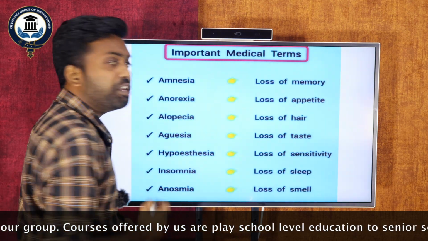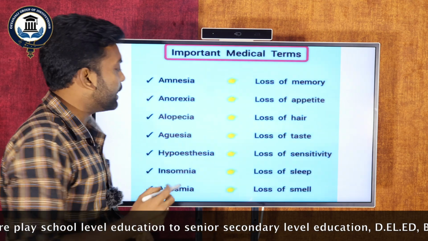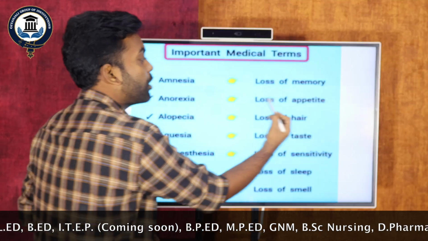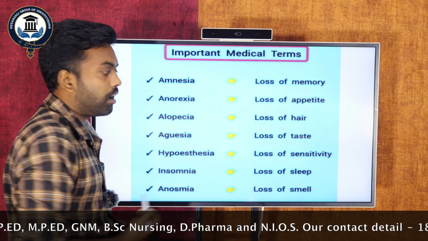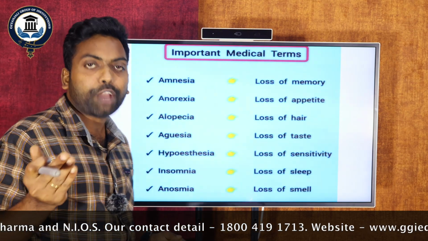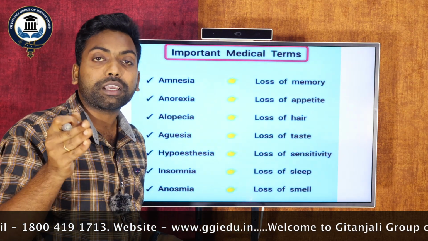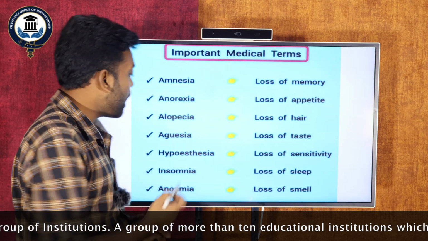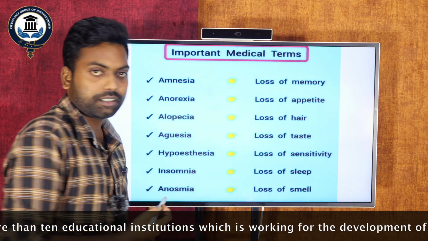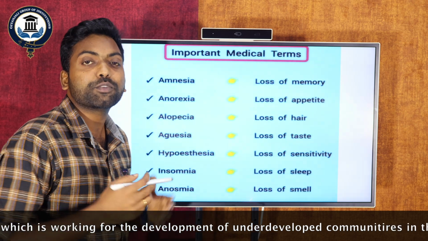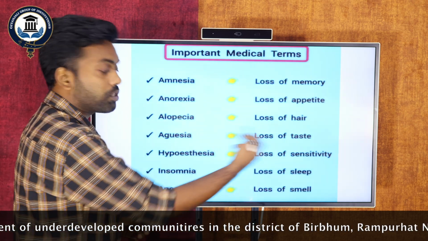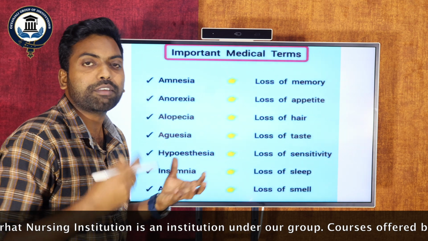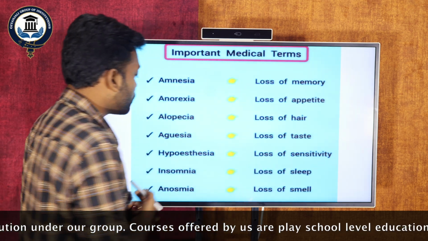My dear students, these are very important bits for competitive exams. They will ask what is the meaning of anorexia, they will give the options, but in that case you must know that anorexia is nothing but loss of appetite. And next one is alopecia, nothing but loss of hair. When hair fall happens, especially when the patient is on radiotherapy in the case of cancer, the patient will get alopecia as a symptom. And next one is ageusia, nothing but loss of taste. In some kinds of neurological problems, people will get this problem. And next one is hypoesthesia, nothing but loss of sensitivity. When there is no sensation, that is called loss of sensitivity.